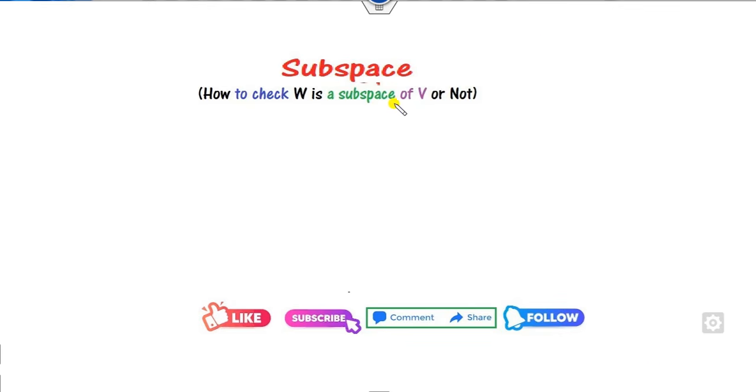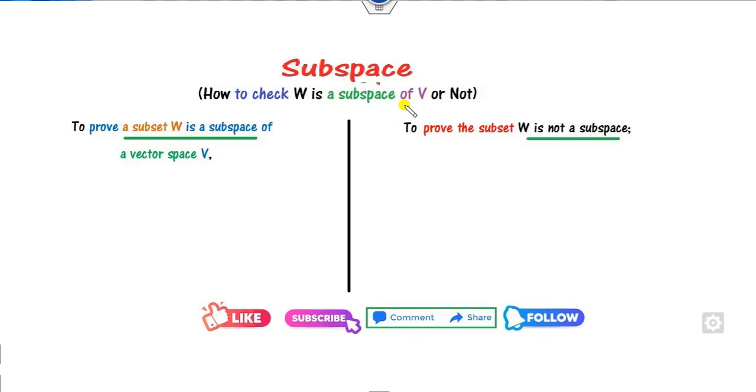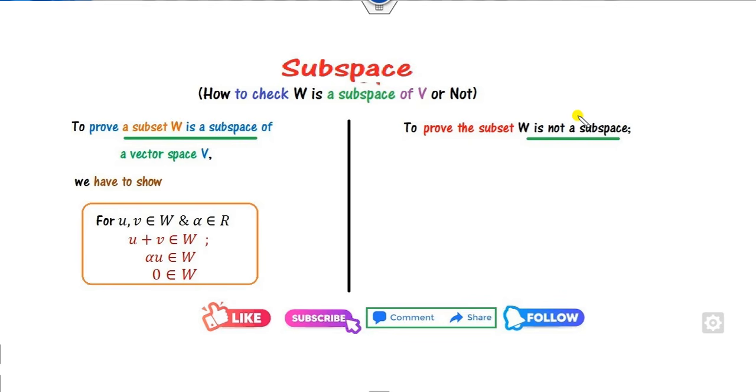How can you prove whether it's a subspace or not? There are two ways. The first is how you can prove that it's a subspace, and the second is how you can disprove it. A very simple approach: whenever you want to show that W is a subspace, you have to satisfy these three properties. That means you choose any 2 points from the set and prove that the sum, the linear combination, and the 0 are also a part of the same set. Make sure alpha is a real number. Alpha can be root 3, minus 1 over 3, 4, 9 over 3, and so on.